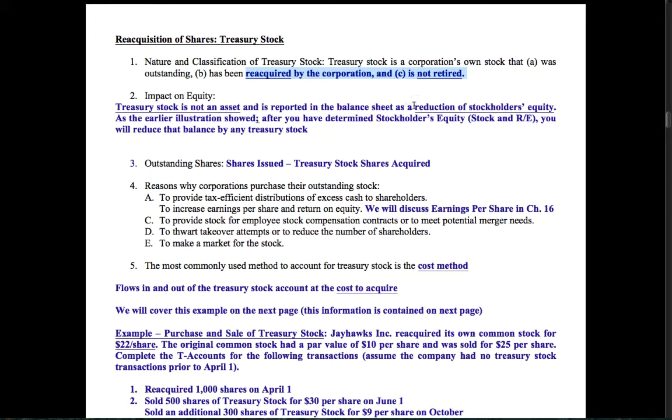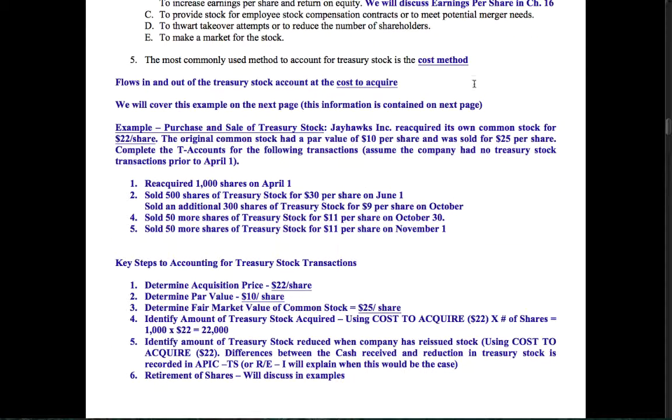Make sure you understand that treasury stock is a reduction of stockholders' equity. As you can see in that example that we just went through, when we increased the treasury stock account, we were putting it as a debit entry, which is the opposite of what we would do for common stock and preferred stock, therefore reducing equity. Make sure you understand the method most commonly used for treasury stock of the cost method. Make sure you always remember that the balances in the treasury stock account flow in and out at the cost that you paid to acquire those shares back.